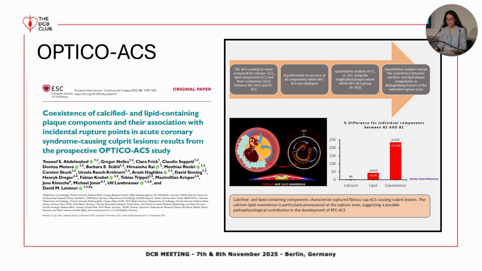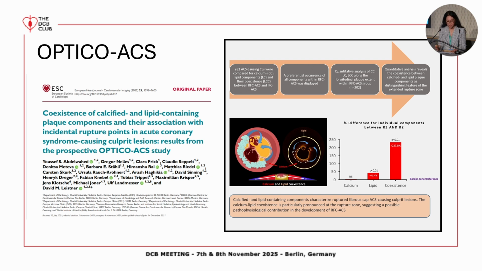In a second analysis, we asked a very simple question. If the plaque ruptures, where exactly does it break? We took the culprit lesion and analyzed them frame by frame on OCT. For each small segment, we labeled it as mainly lipid, mainly calcium, or a coexistence of lipid and calcium. What we found was that the actual rupture points were very often located in the segments where lipid and calcium coexist, not in the purely lipid and not in the purely calcified parts.